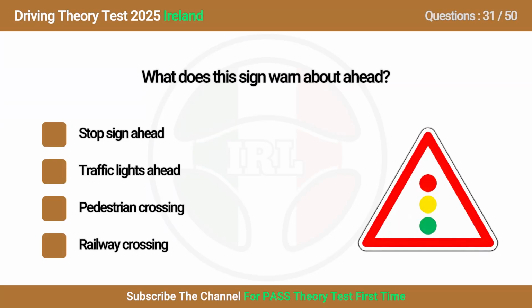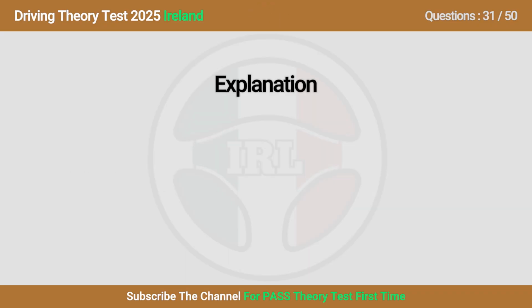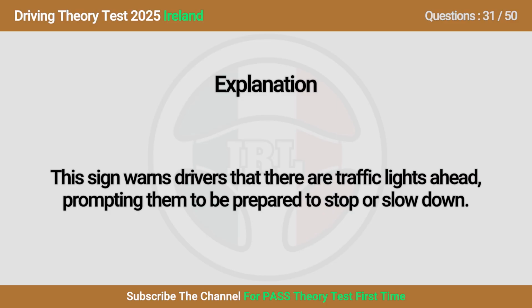Question 31. What does this sign warn about ahead? A. Stop sign ahead. B. Traffic lights ahead. C. Pedestrian crossing. D. Railway crossing. Answer is B. Traffic lights ahead. This sign warns drivers that there are traffic lights ahead, prompting them to be prepared to stop or slow down.